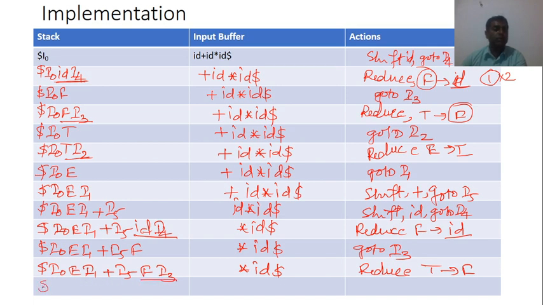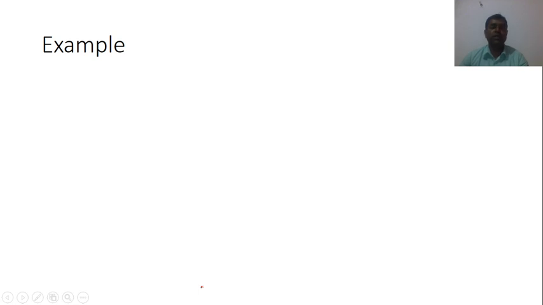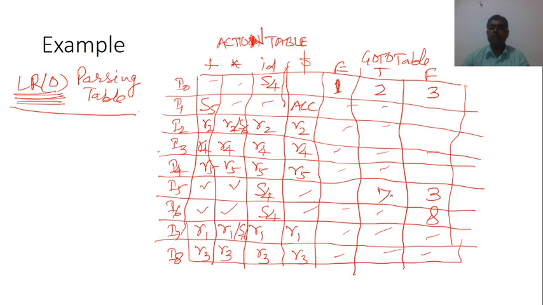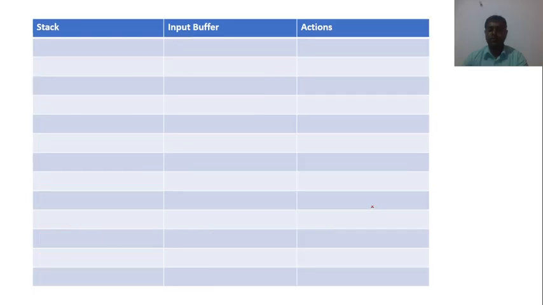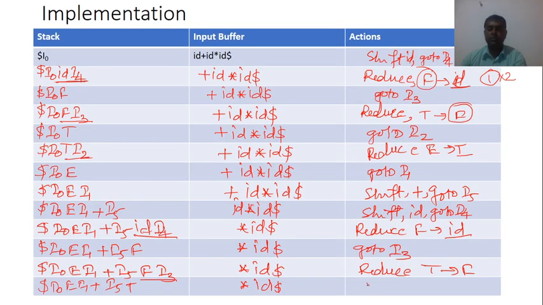Now it becomes $ I0 E I1 + I5 T, and it becomes * id $. Now I5 T, I5 row and T column. I5 T, that is what? 7. That means go to I7.